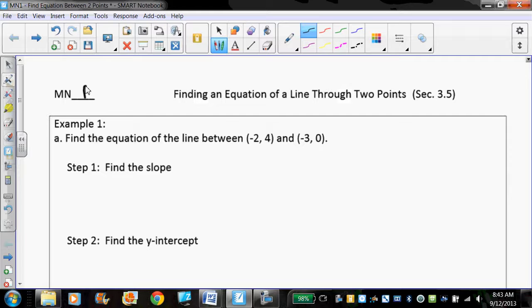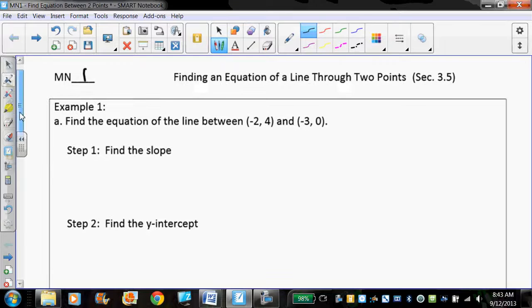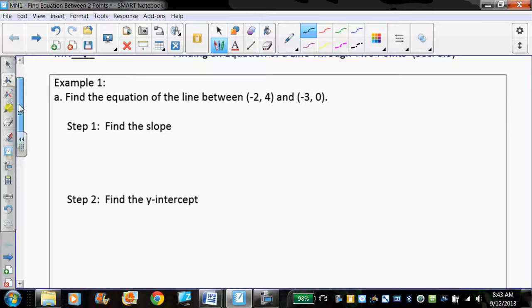This is section 3.5 in your textbook, and it is definitely a review from last year in algebra, but it's a good review. It's something that we're going to use periodically throughout the year. Example 1: find the equation of the line between (-2, 4) and (-3, 0). There's really a three-step process here, folks. You're going to find the slope between those 2 points, then you're going to find the y-intercept, and then you're going to put those pieces together.